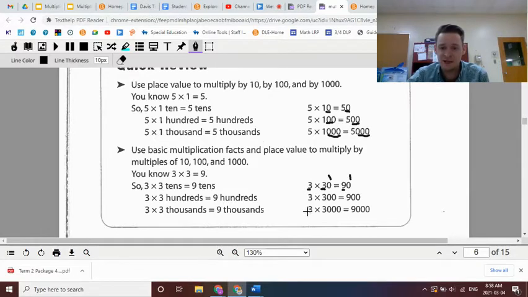3 times 300, same thing. 3 times 3 is 9. This time we have 2 zeros, and there's 2 zeros in the back. So 3 times 300 is 900, and 3 times 3,000 is 9,000. So if you know 3 times 3, you can solve 3 times 3,000. It's just a matter of putting the extra zeros on the back to show that you multiplied 3,000.